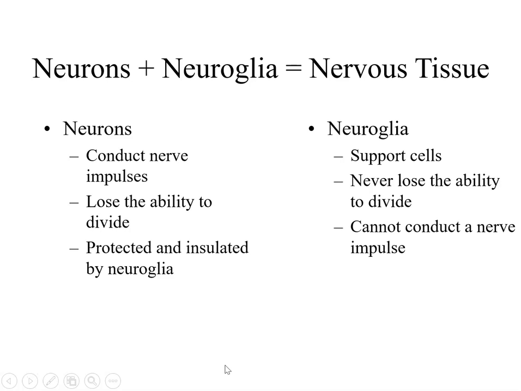Let's talk for a moment about neuroglial cells versus neurons. We know that nervous tissue is composed of both types of cells. While neurons conduct nerve impulses, neuroglial cells do not. Neurons lose the ability to divide over time. Therefore, they cannot repair themselves if damaged. While neuroglia cells can actually repair themselves, they never lose the ability to divide.